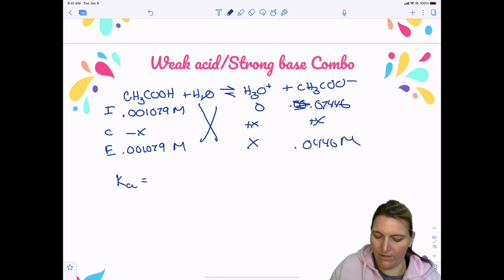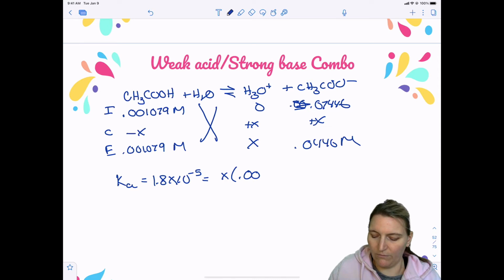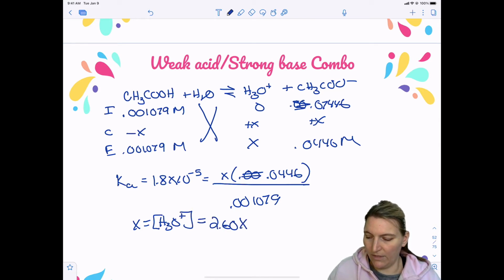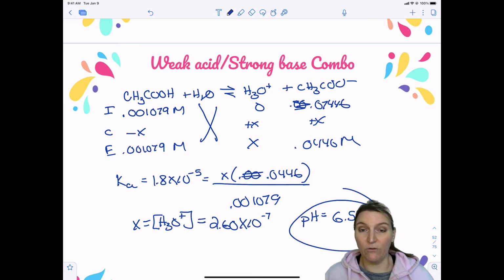The Ka for acetic acid is 1.8 times 10 to the negative 5, and that's equal to X times 0.0446 over 0.001079. X is equal to the H3O plus concentration. Turns out to be 2.60 times 10 to the negative 7, and the negative log of that will give us the pH, and that is 6.584. The same thing you get if you just go straight to the Henderson-Hasselbalch equation. So before the equivalence point, and this is even just half a milliliter before it, we're still at a pH below 7.